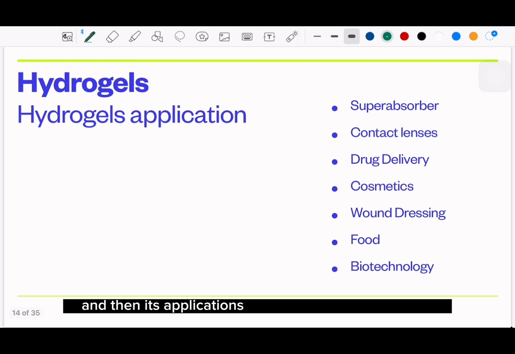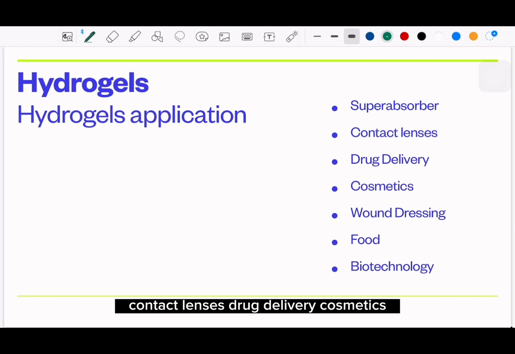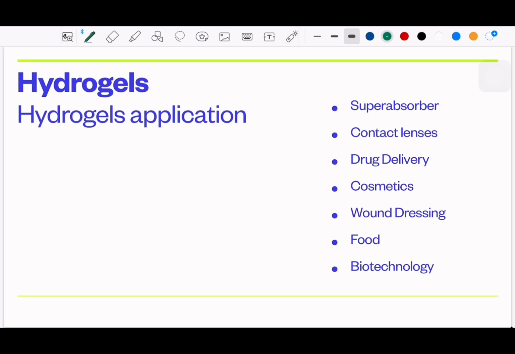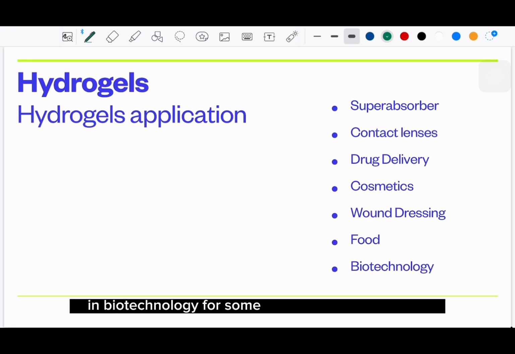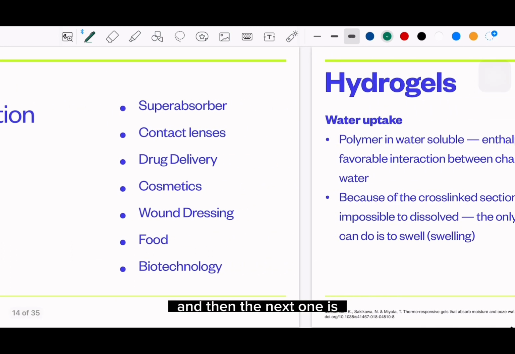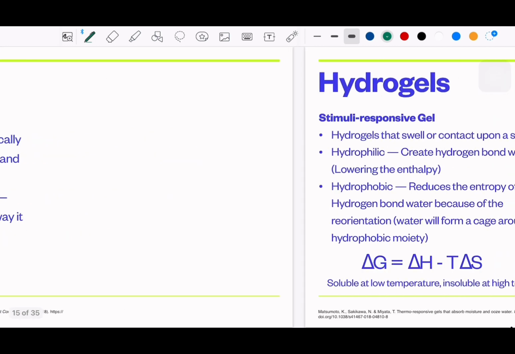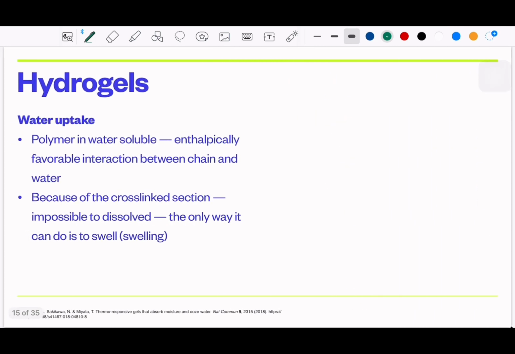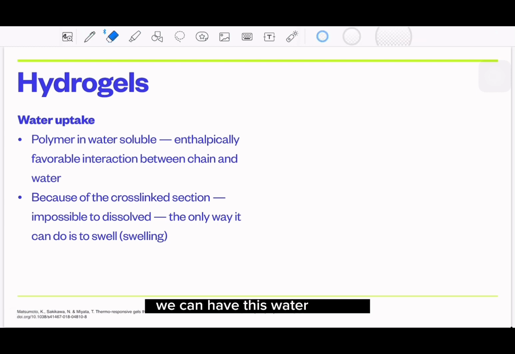Its applications include super absorbers, contact lenses, drug delivery, cosmetics, wound dressing for treatment, and some in foods, like gelatin. In biotechnology, for some characterization processes, we also have these applications. But I think you can check more on these applications. And then the next one, we can have this water uptake.